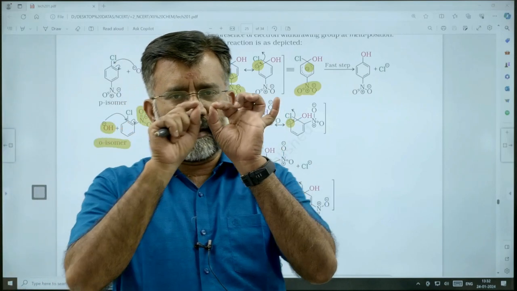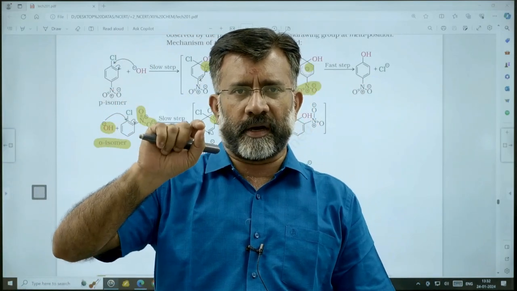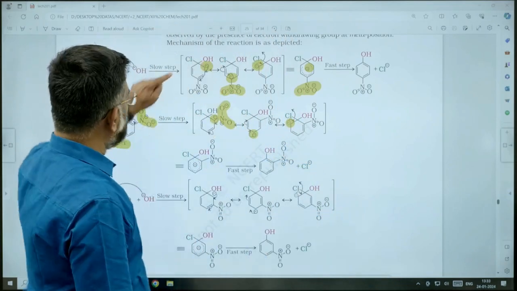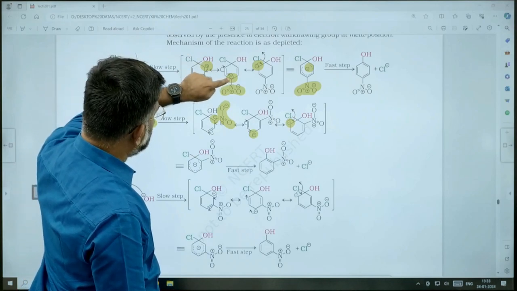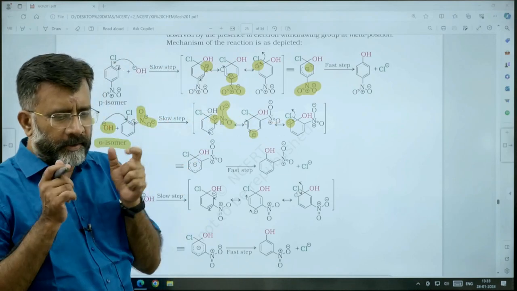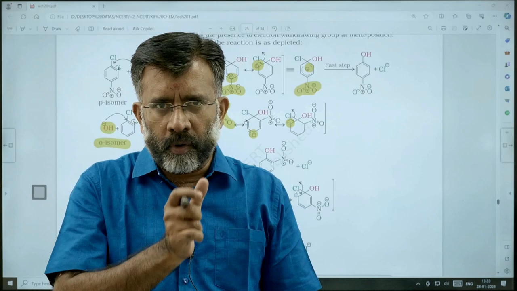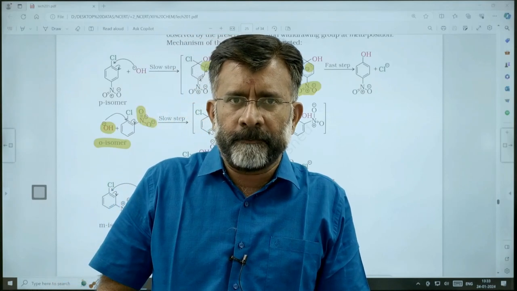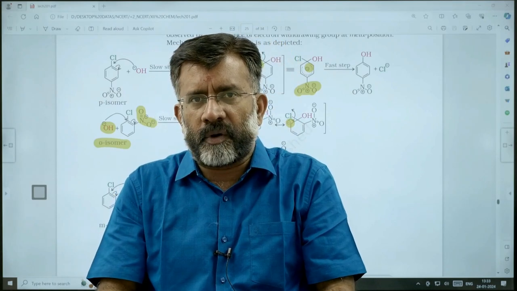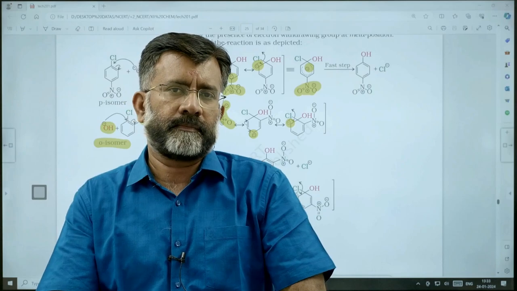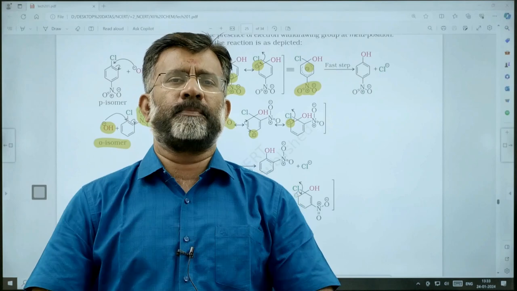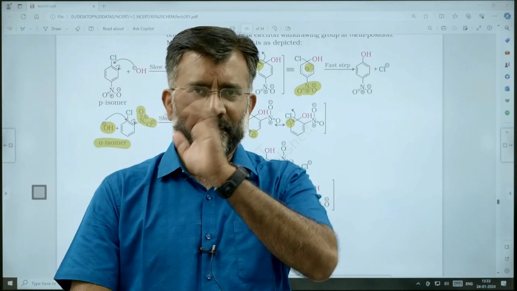So in the resonating structures, you find a minus charge coming at ortho and para positions only. The minus charge comes at the ortho position, at the para position. So when the nitro group is at ortho or para, it is able to give an effective electron withdrawing character. The electron withdrawing nature is performed at ortho para positions. It's not possible at the meta position.